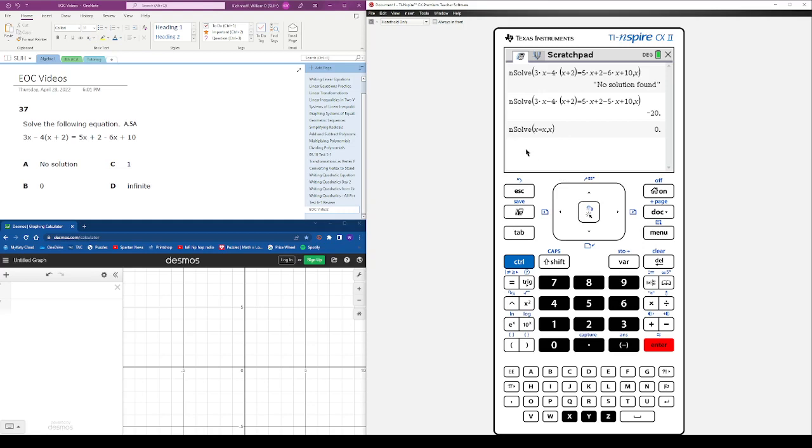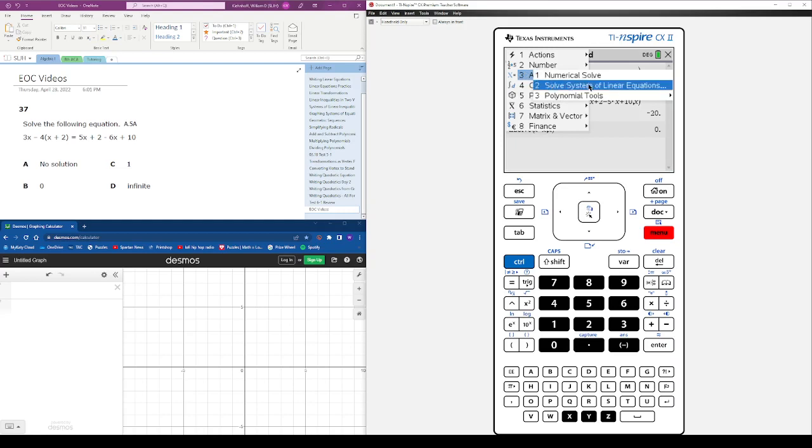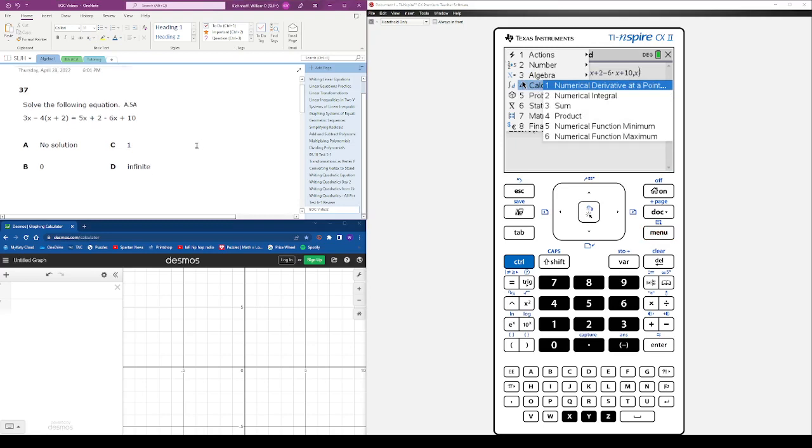The next thing under this algebra menu is system of linear equations. So I'm going to go to this one, but let's find a different problem from our EOC review. So number 13 said, what is the solution to this system 2x plus y equals 4, 4x minus y equals 8?